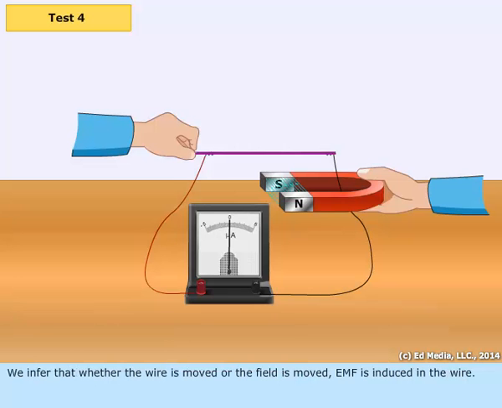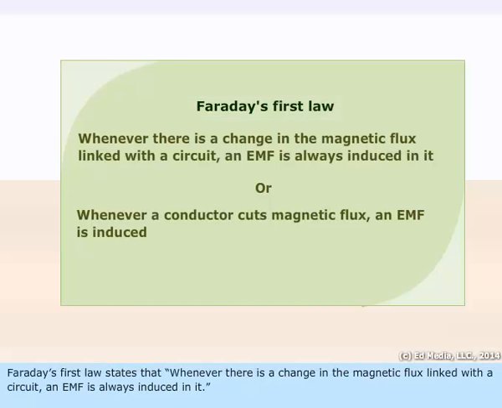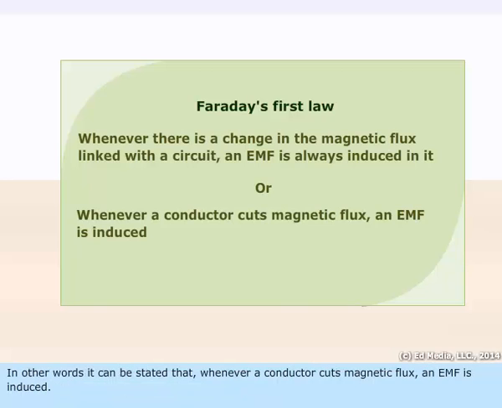We infer that whether the wire is moved or the field is moved, EMF is induced in the wire. This concept was established by Faraday and is called Faraday's first law. Faraday's first law states that whenever there is a change in the magnetic flux linked with the circuit, an EMF is always induced in it. In other words, whenever a conductor cuts magnetic flux, an EMF is induced.